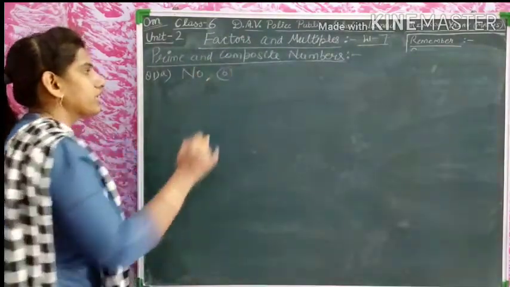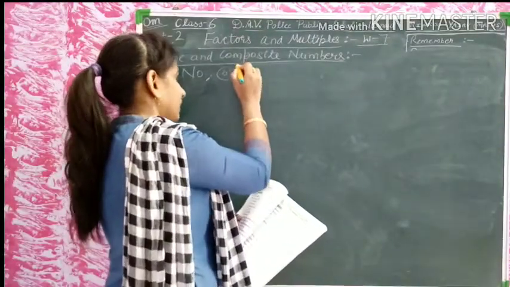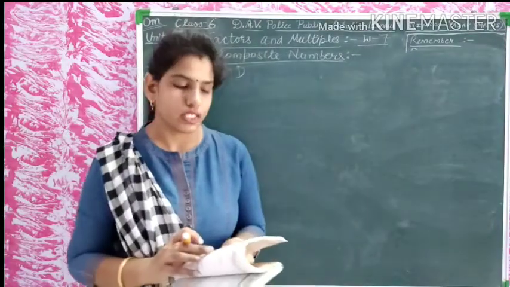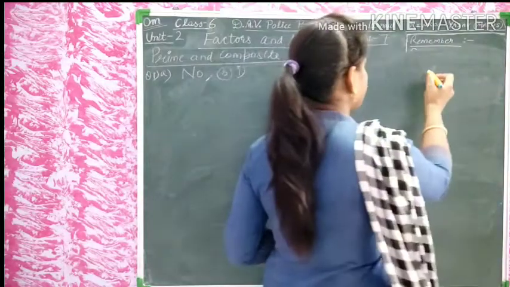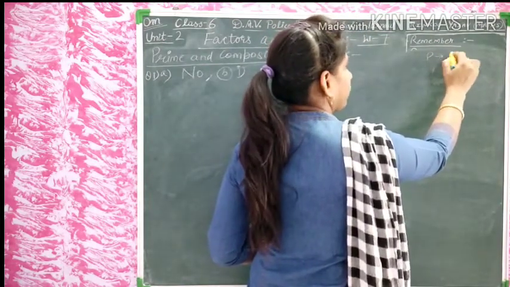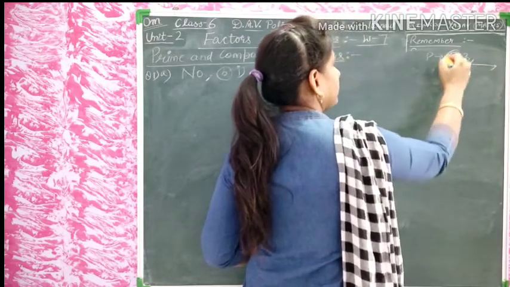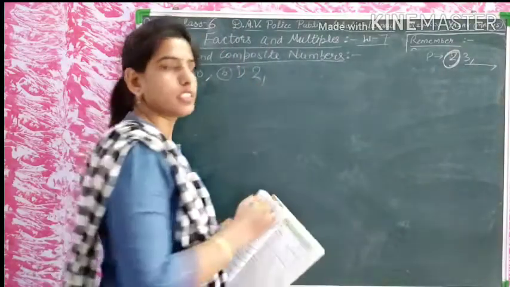Now, part B. In the first part, write the smallest prime number. Here, 1 is not a prime number, 2 is a prime number, 3 is a prime number, but these are greater, and the smallest prime number is 2. Is this clear, students? Yes.